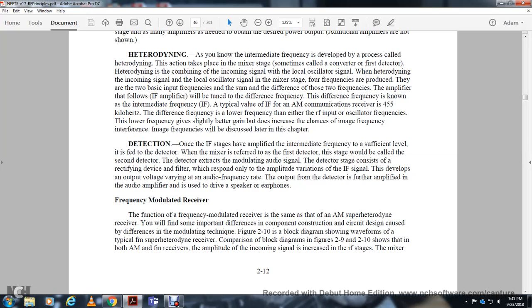Now, the frequency modulator receiver. The function of the frequency modulator receiver is the same as for the amplitude modulator superheterodyne receiver. You will have some differences in the components and in the circuit design because of the different modulating techniques. Figure 2-10, the block diagram, shows a typical frequency modulator superheterodyne receiver.